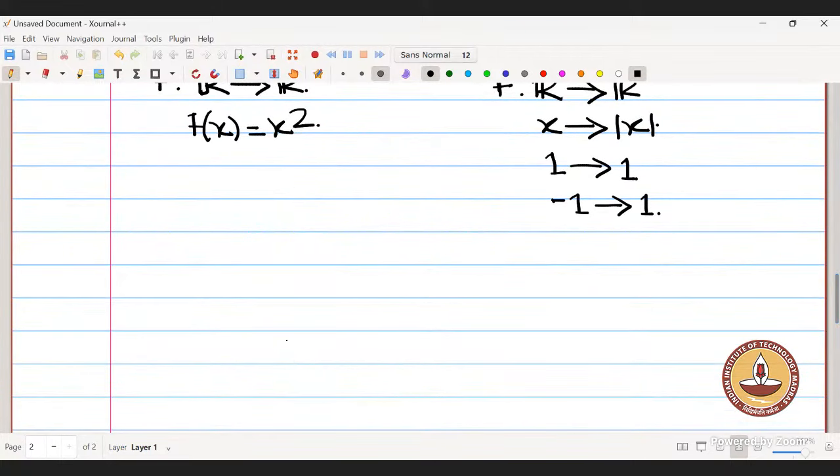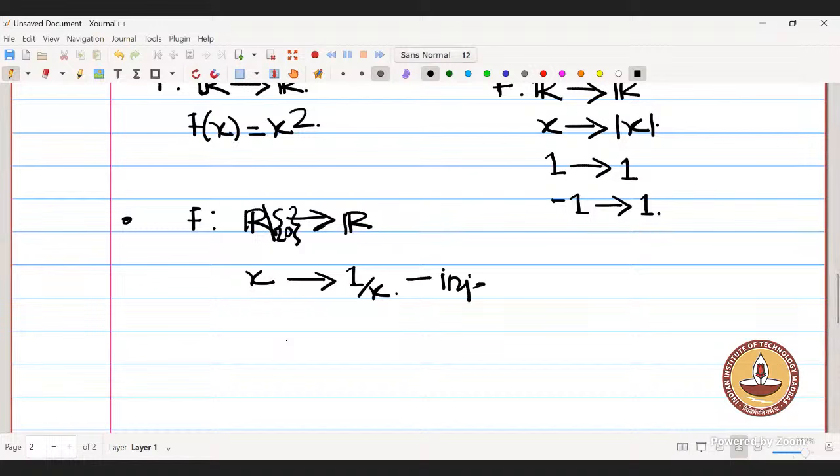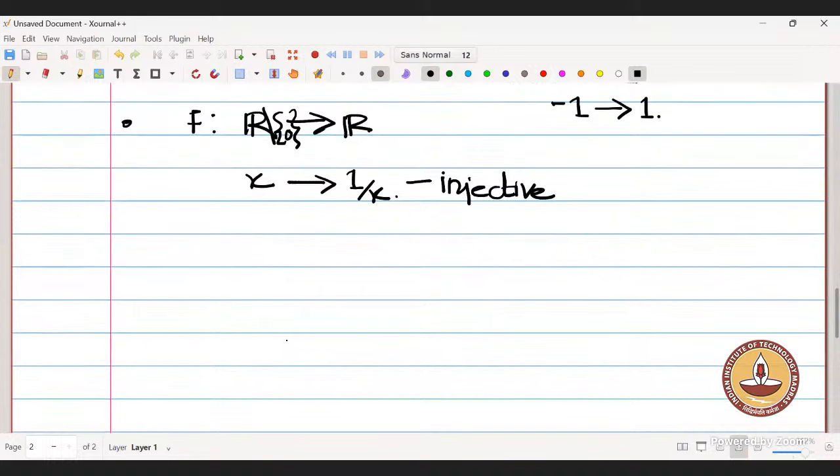Okay, so now again, maybe let's take the last example. Suppose you consider this map from R minus 0 to R, where x goes to 1 by x. What about this map? This is one-one, right? This is injective. How can I prove it?